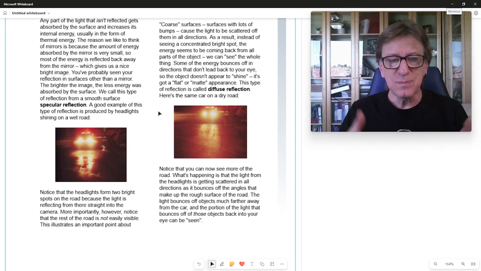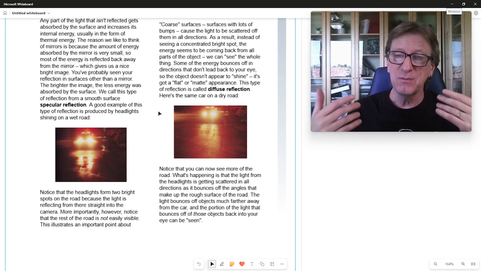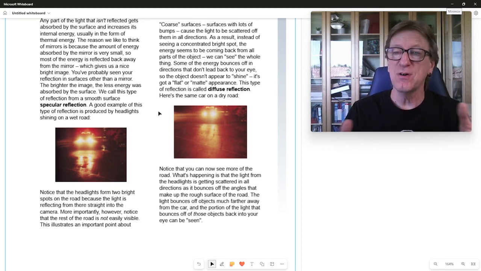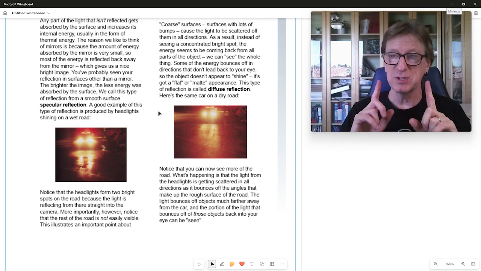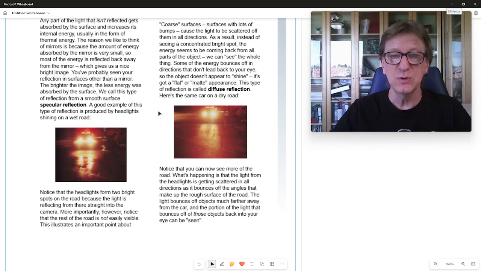So this is why at night, when it's raining, it's very hard to see the road, because you're not getting that reflection off of the edges of the road. All you're getting is just a reflection of any car lights coming straight towards you.